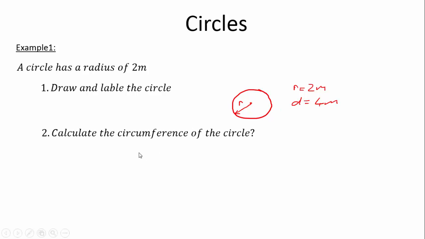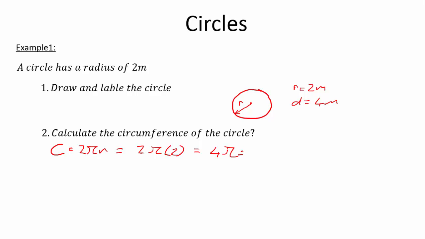Calculate the circumference of the circle. We're going to need to use our calculators here. What is circumference? Circumference is equal to 2 pi r. So that is equal to 2 pi, what is our radius? Our radius is 2. 2 times 2 is equal to 4.